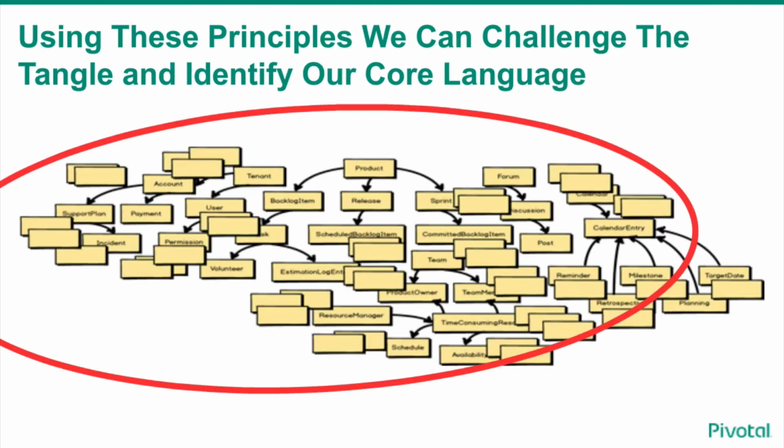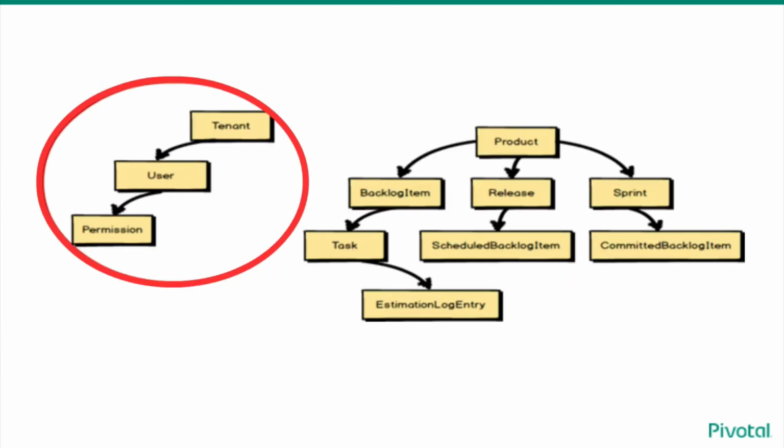So using these principles that I just introduced, we can challenge the tangle that was produced in this big ball of mud and try to find the core language of our domain model. So let's go through each of the additions that we made to the original model and apply a challenge regarding the ubiquitous language. Do these elements adhere to the language of Scrum? If they don't, then they don't belong in this model. They're out of context.